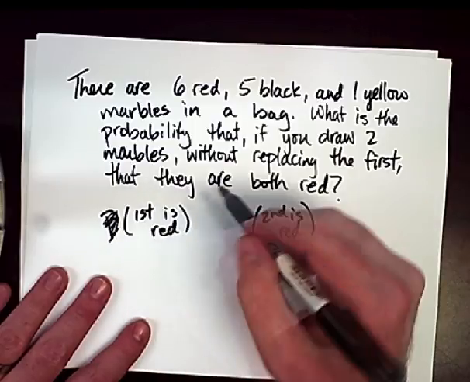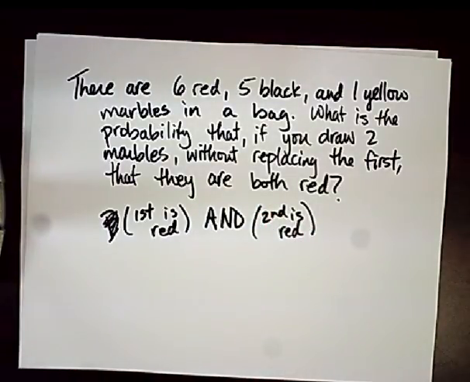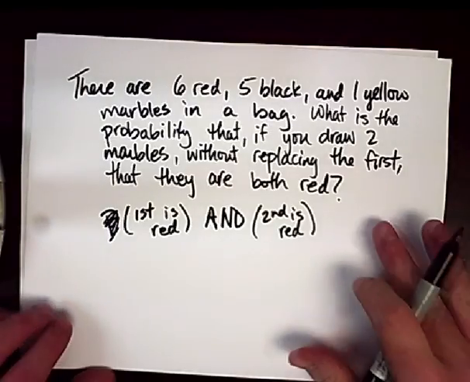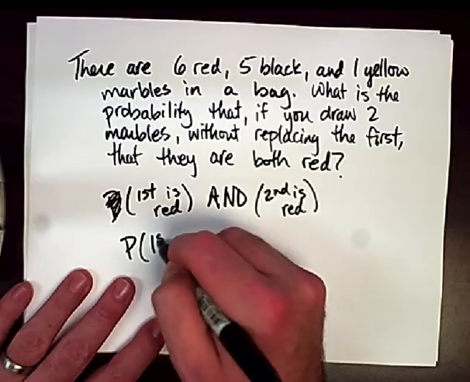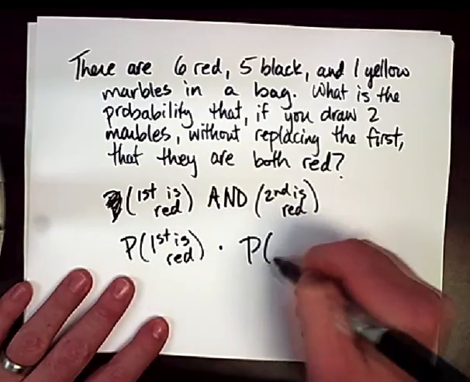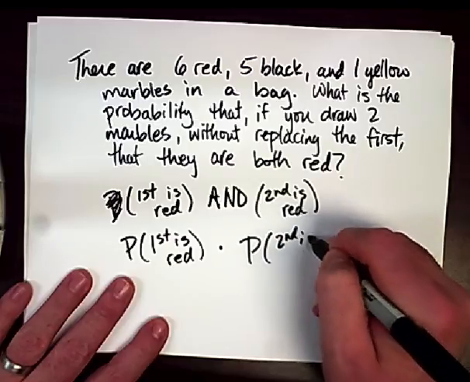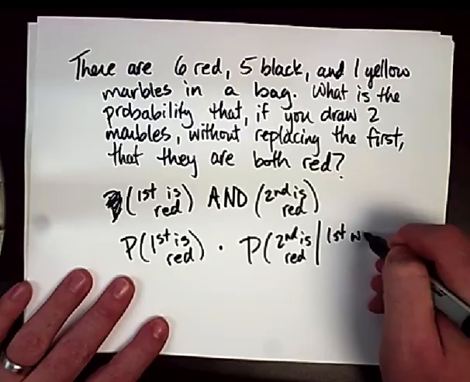And we want this and this to happen. So since we want "and," we've got to do the multiplication. So it's the probability that the first is red times the probability that the second is red if the first was red.